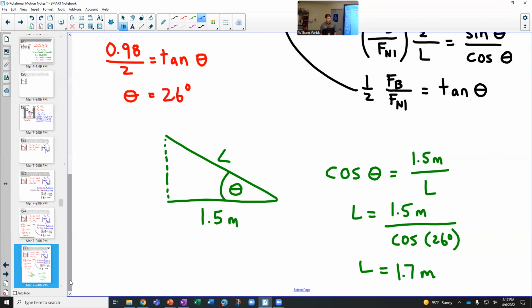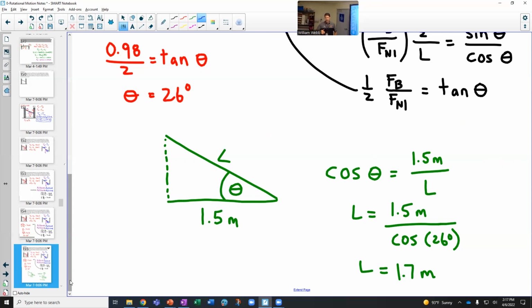Now, does that work as our maximum length? If it were shorter than that, anywhere between 1.5 and 1.7 would work. So if it's 1.51, it's just long enough that it could catch and stick. But it said what's the longest length? So that's the 1.7. Did it specify the angle it is at?